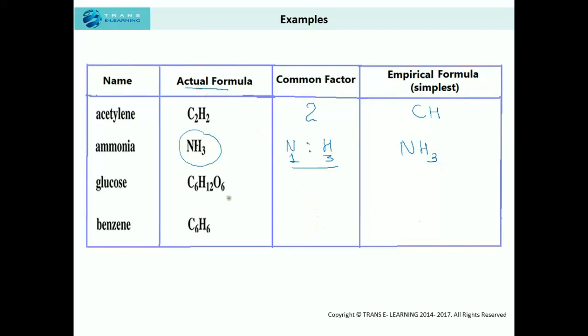Next, glucose. As I told you earlier, we have to take out the common factor to get the least possible ratio. So we need to take out the common factor 6. In this case, the empirical formula will be C1H2O1. Now in the case of benzene, you can see here it's C6H6. So we need to take out the common factor 6, and the empirical formula will be C1H1. If you see here, none of these ratios have a common factor, so all these represent the empirical formulas of these compounds.